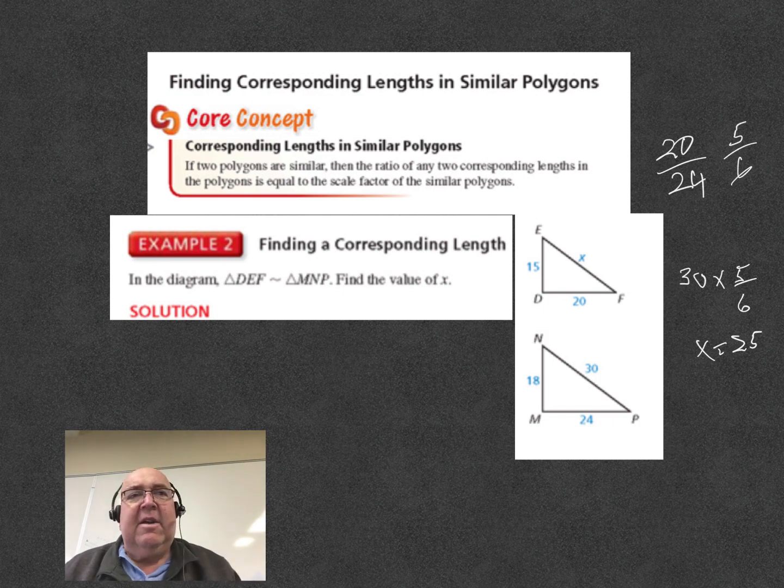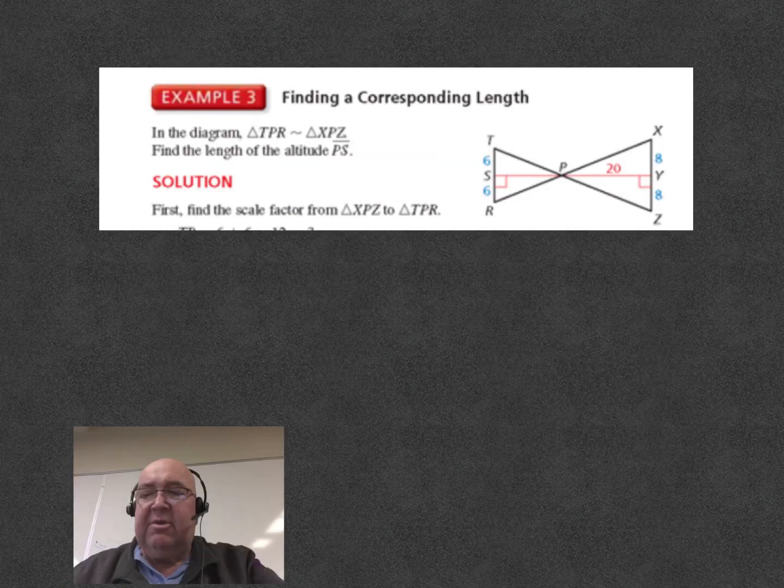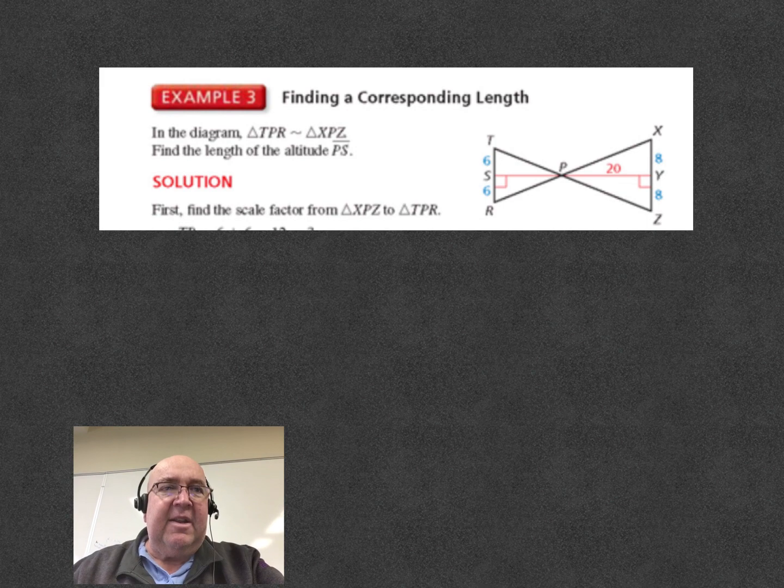Now, the book shows different methods. If you look in the Canvas course materials, you'll see different methods. I find it easier just to find the ratio and multiply by the ratio. They do a multiplying and finding things like that.